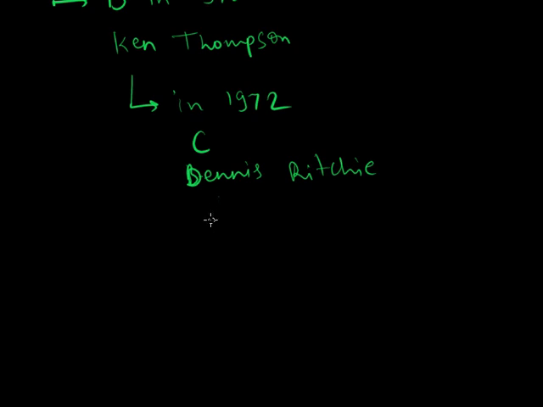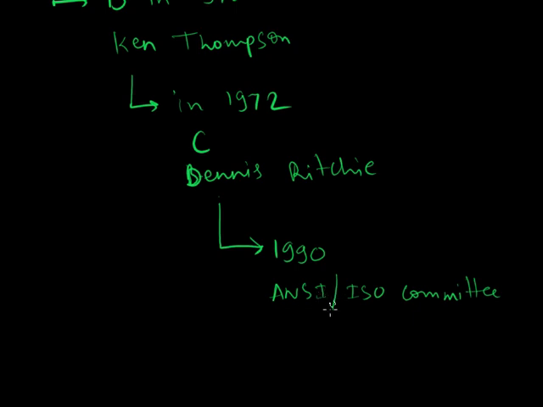So C had to be standardized. It had to be implemented according to some standard. The standardization process was done in 1990 by the ANSI and ISO committee. So a committee was drafted to standardize the C language. And the C language in the 1990s developed by the ANSI or ISO committee was known as ANSI or ISO C.